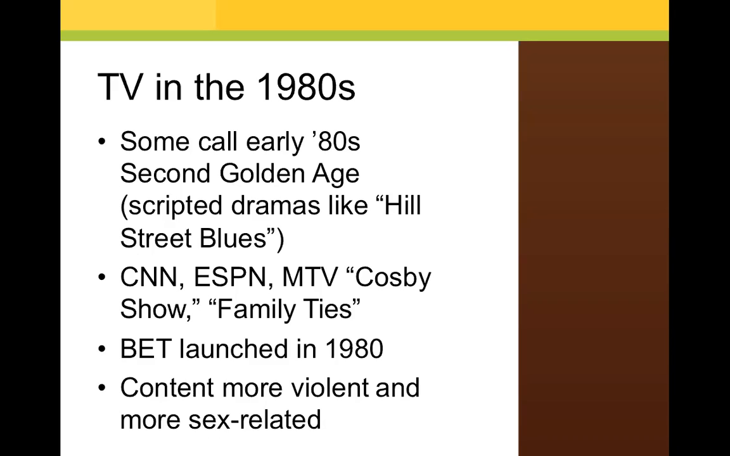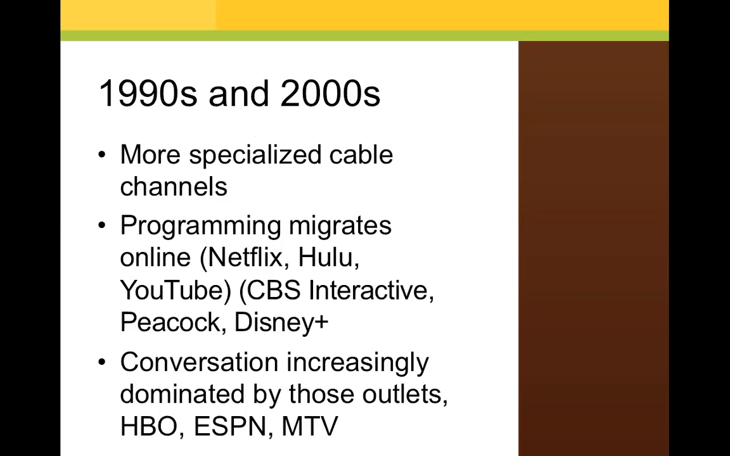And of course, because of these cable channels that had different regulatory control, the content on TV shows started becoming more violent and more sex-oriented. In the 1990s and the 2000s, more specialized cable channels started to emerge. And of course, by the time we get into the 2000s and the impact of the internet, then programming starts to migrate online. And we, of course, have seen the development of Netflix and Hulu and YouTube in those early years, and some different services that were tried and failed.